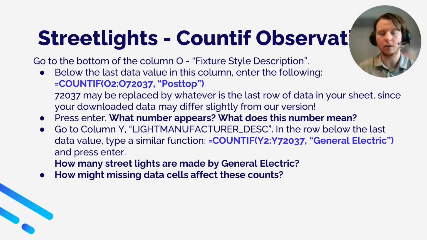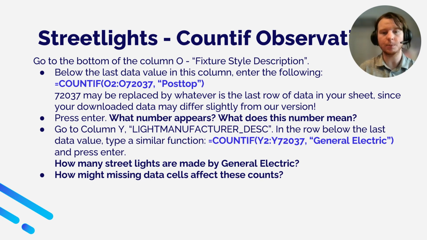I mention this only because students might be downloading a new version of the sheet and using that instead. There's a possibility that that 72,037 number might need to be replaced by whatever the last row of data is in your sheet, since that downloaded data may differ slightly from our version if DC adds some new streetlights. We want students to press enter, see what that number is and what it means.